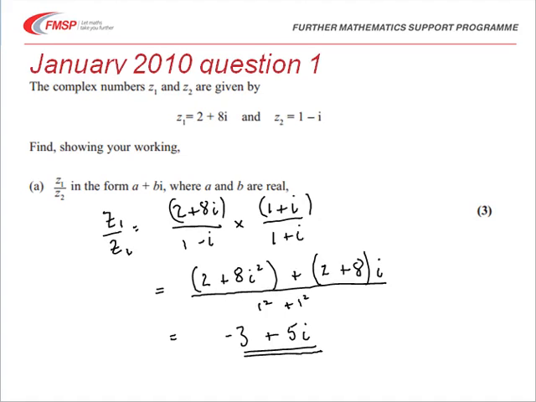The marks that were allocated for that was, well, there's a method mark for remembering how to simplify two numbers divided by using the complex conjugate, an A mark for doing this multiplication, and then a final A mark for getting the final answer, minus 3 plus 5i.